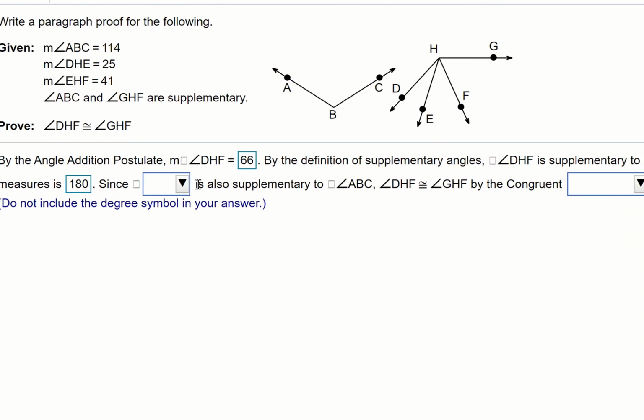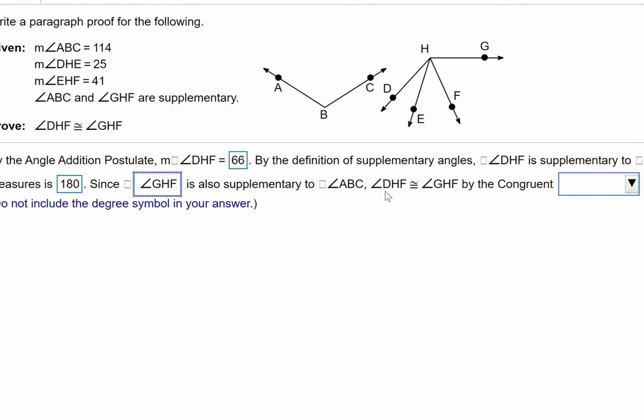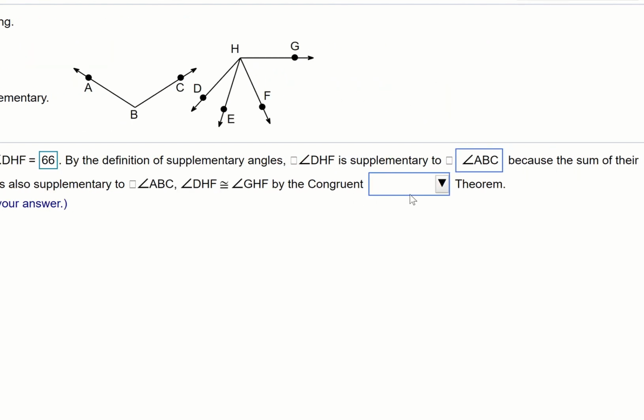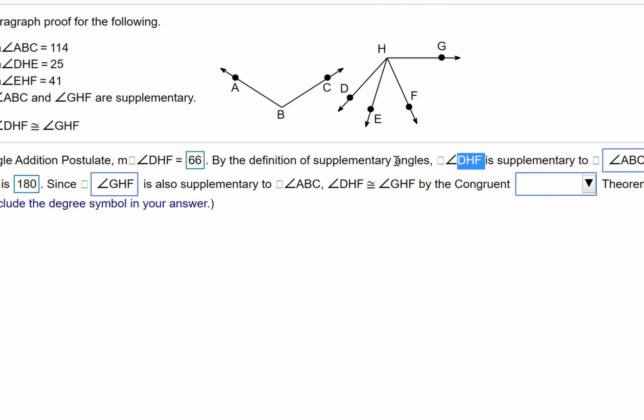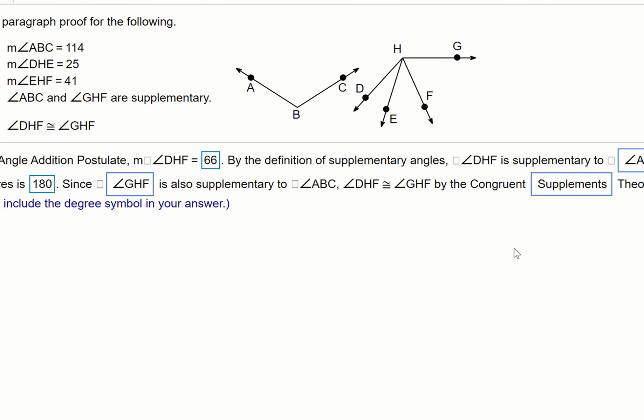Now, since blank is also supplementary to ABC, what else is supplementary to ABC? Well, in the problem, it states that GHF is supplementary to ABC. Okay, so that's given in the problem. So since GHF is also supplementary to ABC, this means that DHF is also the same thing as GHF, because DHF is supplementary and also GHF is supplementary. So since they're supplementary to the same angle, they have to be the same. That means they're congruent. And that's known as the congruent supplements theorem, because we're talking about supplementary angles, okay?